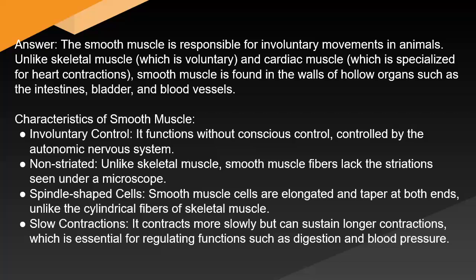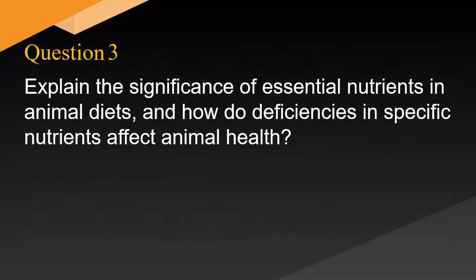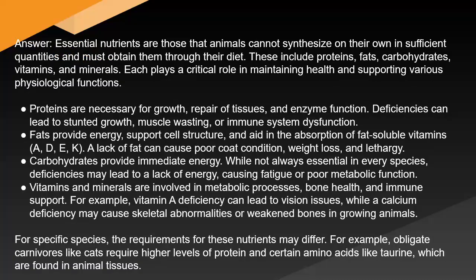and blood pressure. Explain the significance of essential nutrients in animal diets and how deficiencies in specific nutrients affect animal health. Answer: essential nutrients are those that animals cannot synthesize on their own in sufficient quantities and must obtain them through their diet. These include proteins, fats, carbohydrates, vitamins, and minerals. Each plays a critical role in maintaining health and supporting various physiological functions.